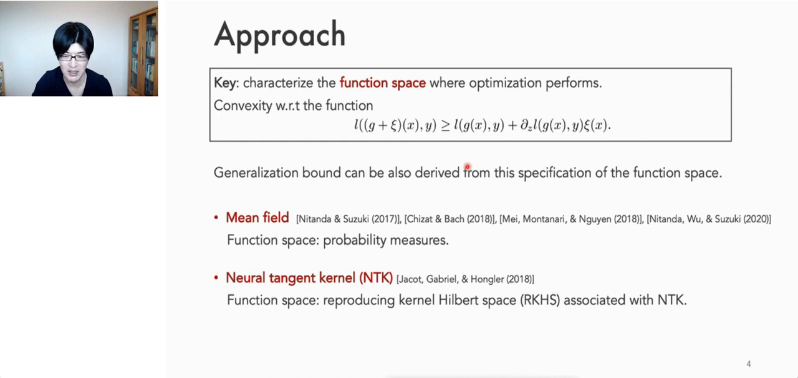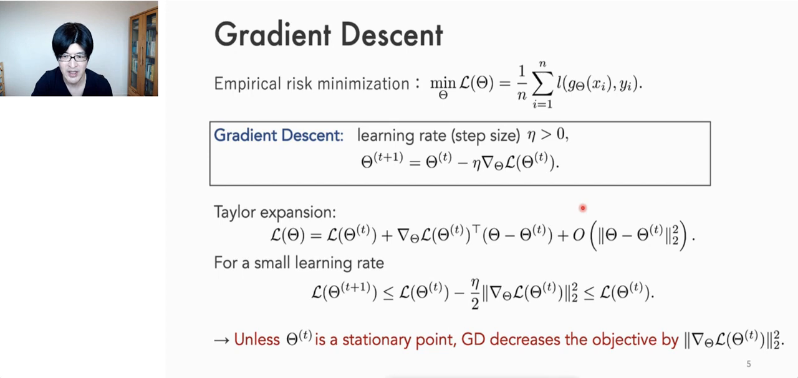For this purpose of mapping optimization dynamics into function space, the recently proposed neural tangent kernel and mean field view of optimization and overparameterization are very useful. Although we skip the details here, in this study we focus on the NTK approach. Here, I briefly review the neural tangent kernel and explain its usefulness.